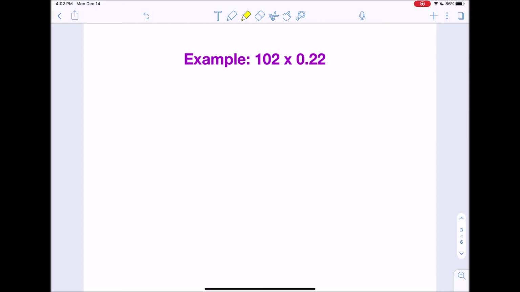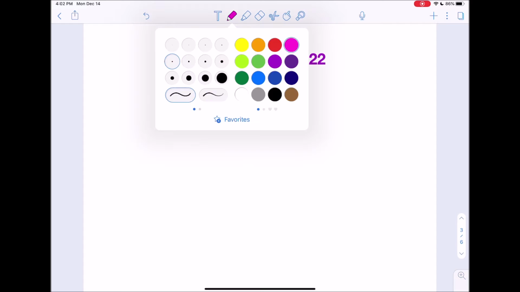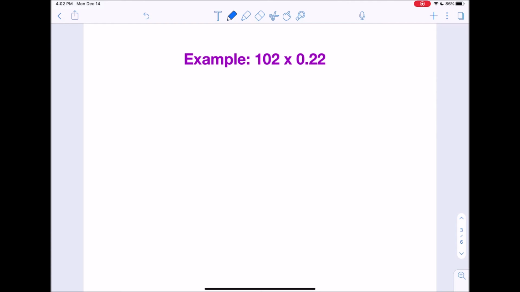Let's try another one together. So here we have an example, 102 times 0.22. Let me go ahead and pick my color. So step 1, ignore the decimals. So we're just going to multiply them as whole numbers. So 102 times 22. 102 didn't have any decimals, so that was already a whole number, but the 0.22 did. So I just got rid of the decimal and made it 22.